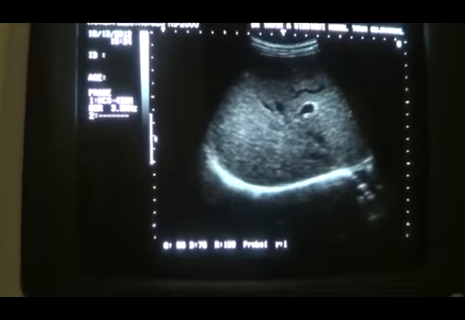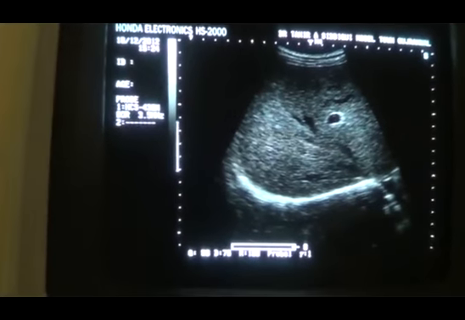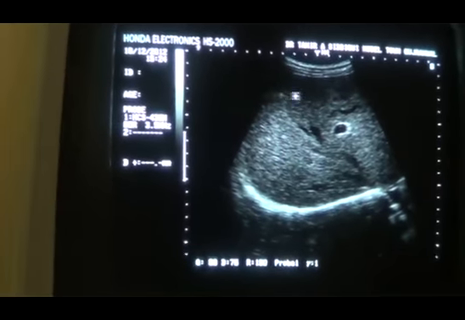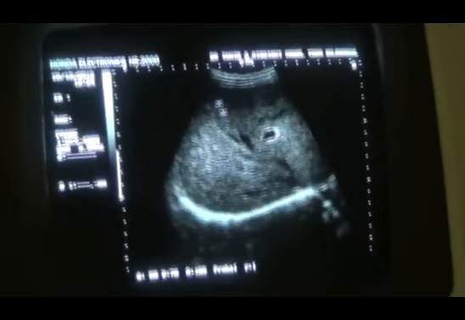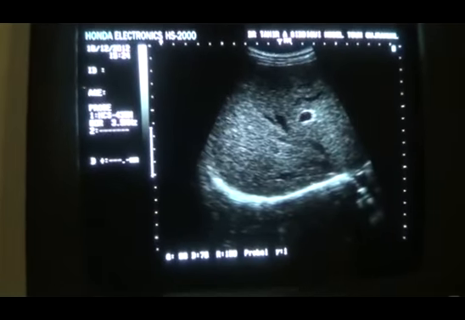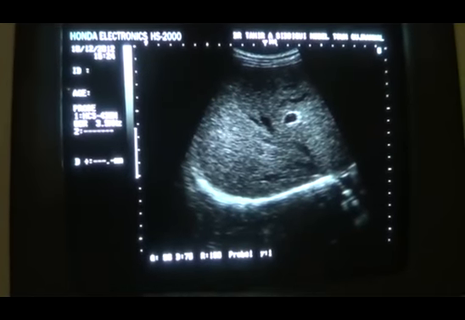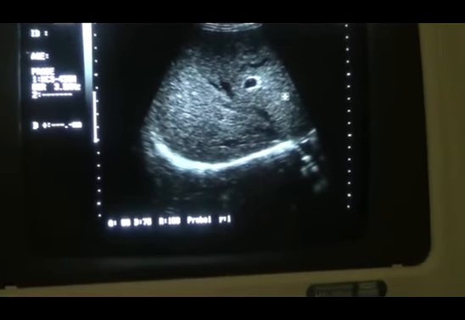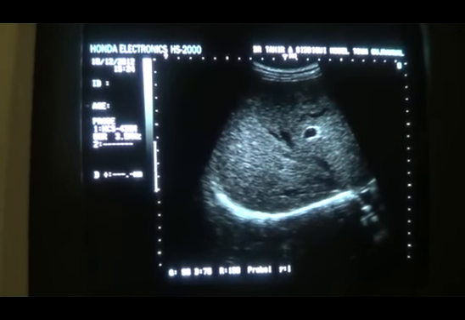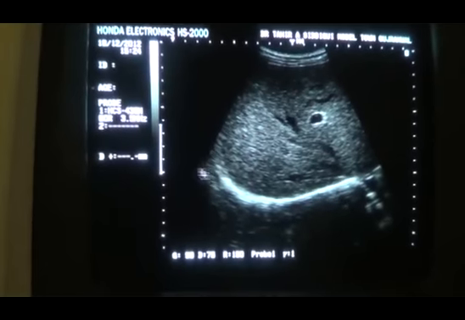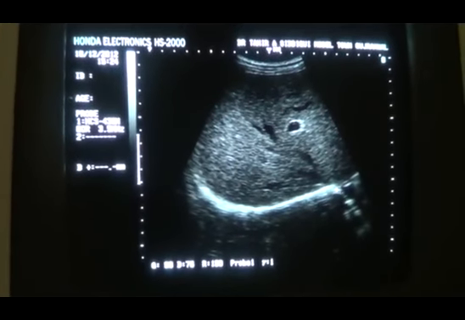Now another interesting thing to note is that the brightness of the liver parenchyma will remain the same throughout up to the diaphragm. There will be no diminution or attenuation of the sound waves. They will pass equally throughout the liver parenchyma, and this is the normal liver thickness and brightness.